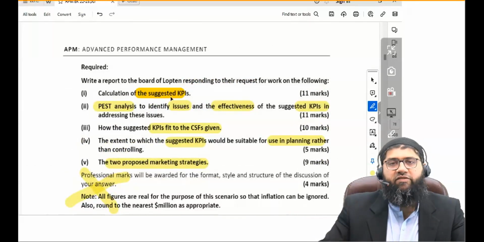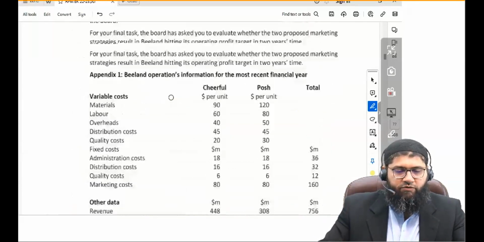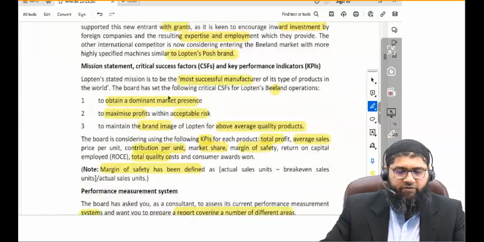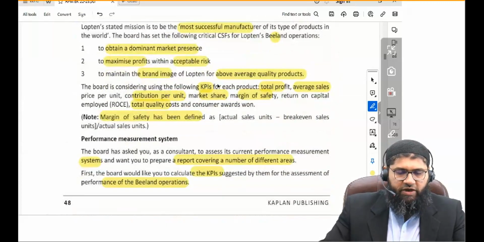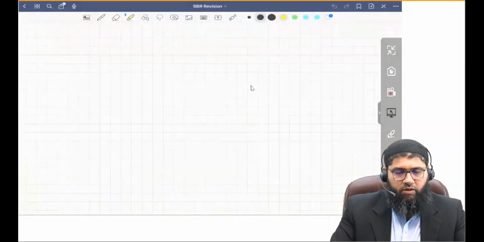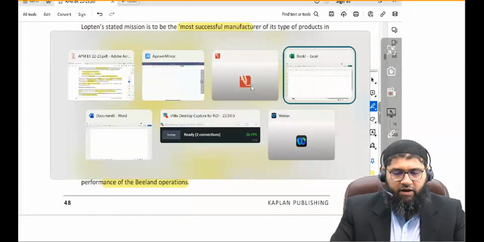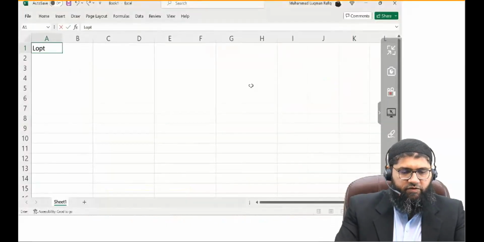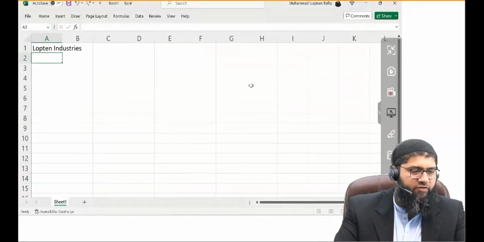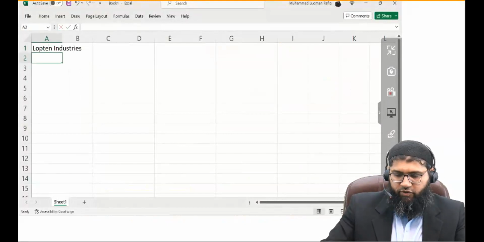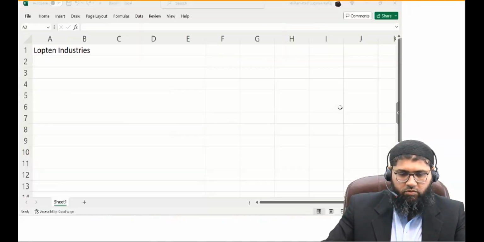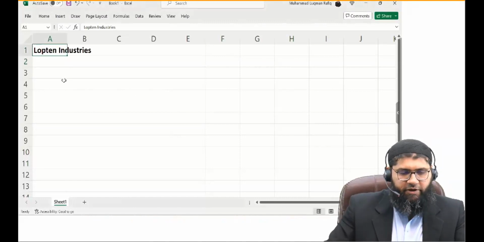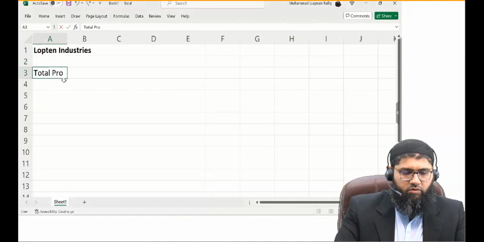It says calculation of the suggested KPIs. First of all, let me write down exactly what KPIs he has suggested. So let's talk about those KPIs. This is Lupton Industries. I hope that this is visible to you all. Or if you want, I can zoom in a bit more. So this is Lupton Industries. Total profit is something that you have to calculate.